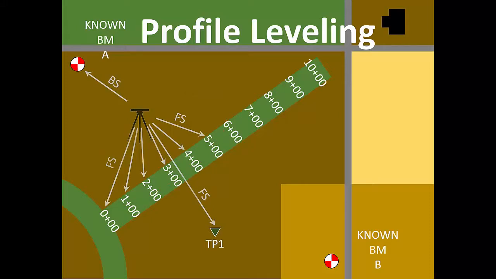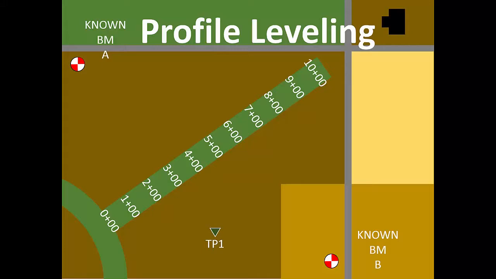After reading the foresight at the turning point, we'll move the instrument where we can see the turning point and the remaining station marks. With a backsight reading taken at the turning point, we're ready to read foresights on the waterway stations.